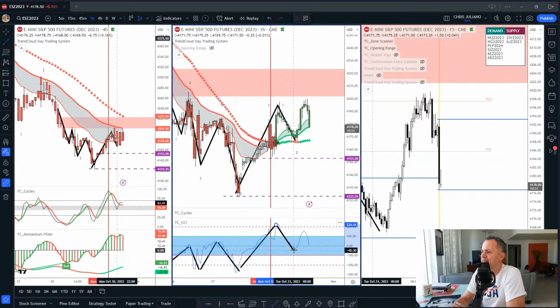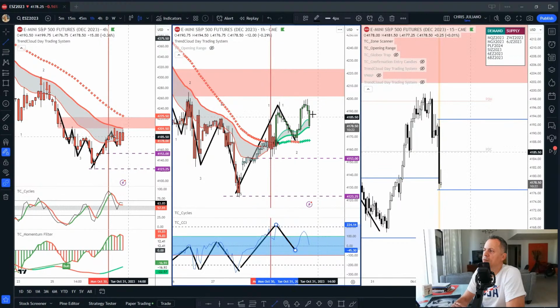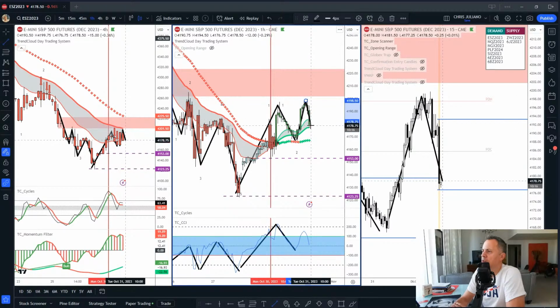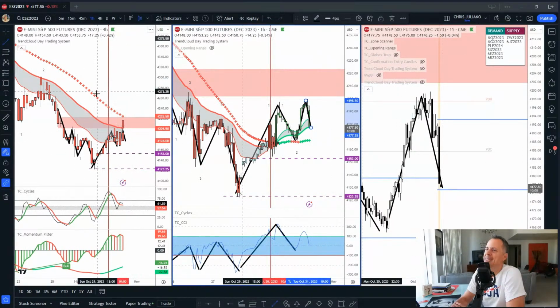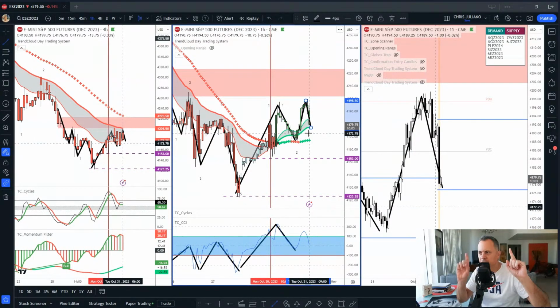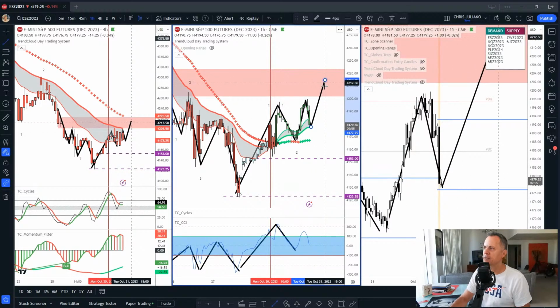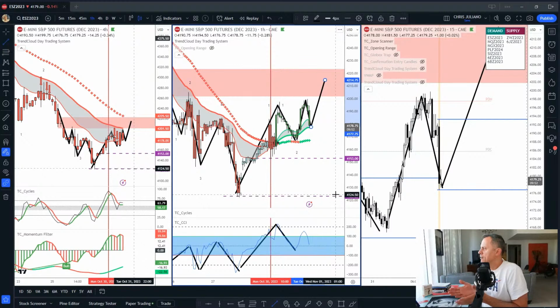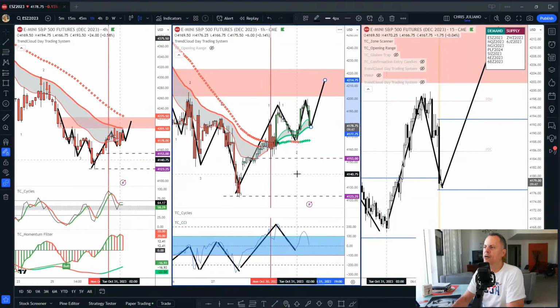Now we're pulling back shallow into the cloud, so we've got a lot of strength here. It's pulling back into the trend cloud on the middle time frame with momentum to the upside. So we've got strength to the upside in a downtrend. You hear that? Strength to the upside in a downtrend. That means this corrective move might correct right back up into here. TrendCloud is giving that to us every step of the way, telling us exactly what's going on.